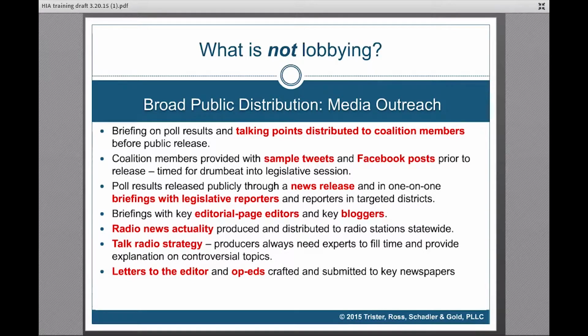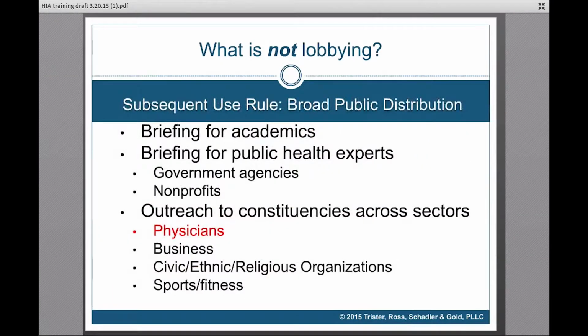The last exception that I wanted to discuss is for technical advice or assistance. And this is oral or written testimony that's provided in response to a written request by a governmental body or legislative committee.